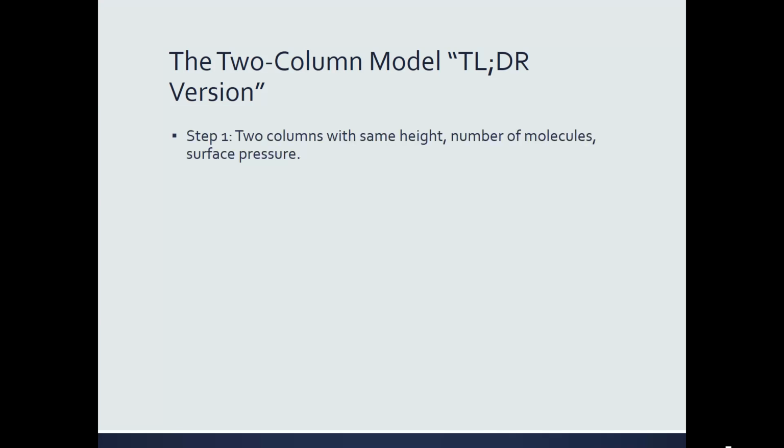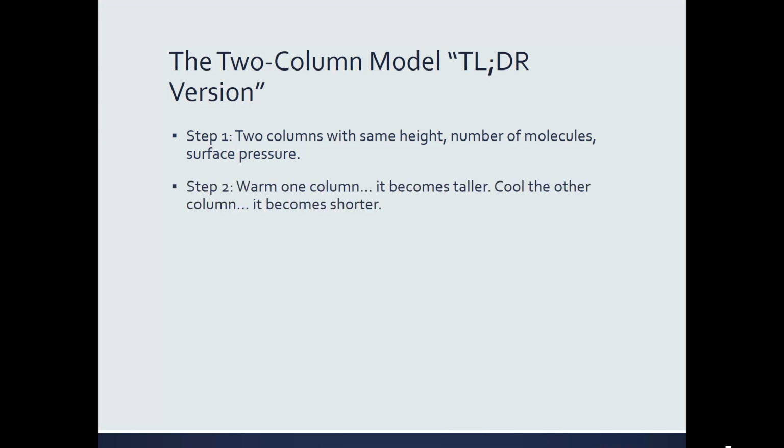So the first step, we have those two columns that are identical. Same height, same number of molecules, same surface pressure, everything about them's the same. Then we warm up one of the columns, and that column becomes taller. We cool the other column, and it becomes shorter. What actually happens is, in the warm column, high pressure aloft develops. That's high pressure high above the surface of the earth. Meanwhile, low pressure aloft develops over the cool column. So high pressure aloft over the warm column, low pressure aloft over the cool column.